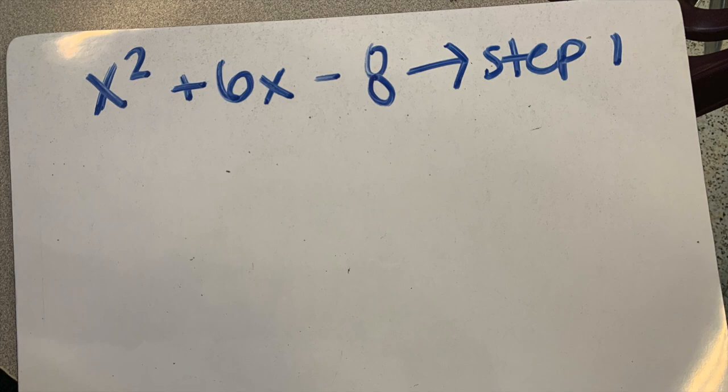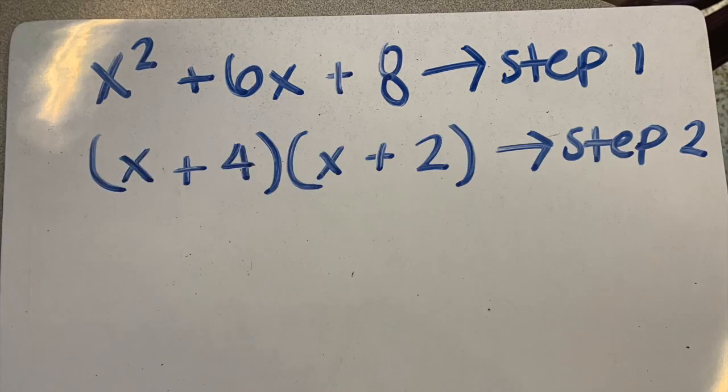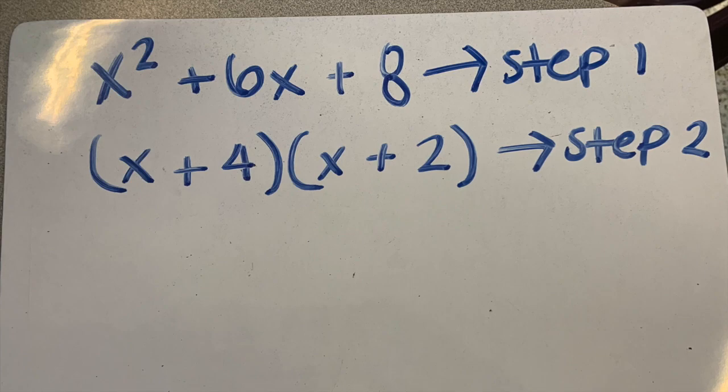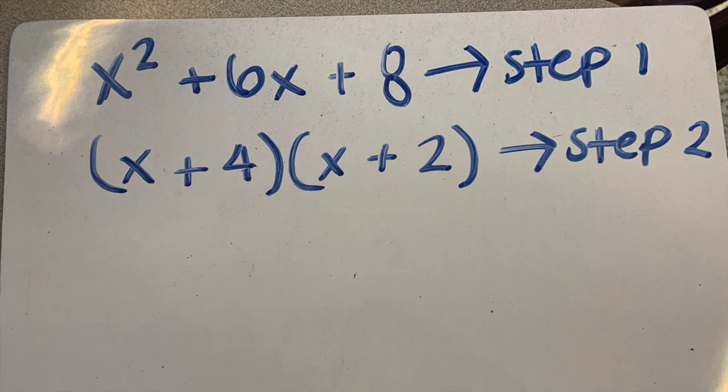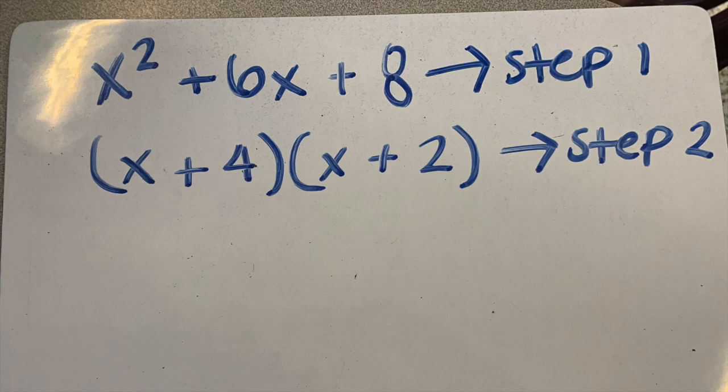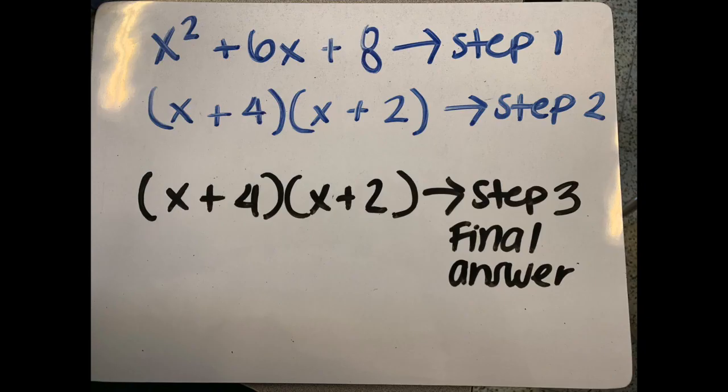Example of all types of trinomials, we will use x squared plus 6x plus 8. This will be our step 1. For our step 2, we will divide it into two groups. We will use two numbers that multiplied equal 8, and either added or subtracted will equal 6. In this case, we will use 4 and 2. For step 3, we will put our final answer. x plus 4 in one parenthesis and x plus 2 in another parenthesis. This will be our final answer, and make sure you're using the correct signs.